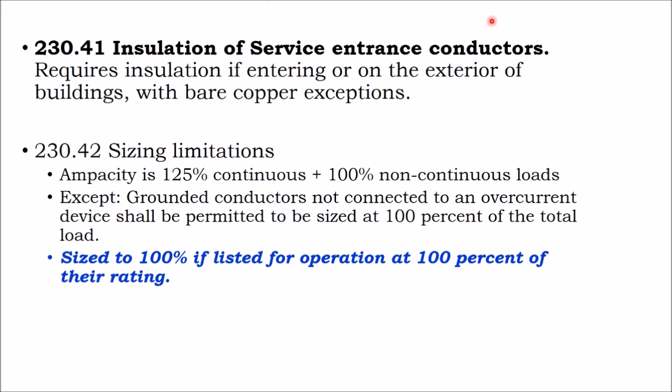Installation of service entrance conductors requires insulation if entering or on the exterior of buildings, with bare copper exceptions. So you need to insulate your wires when you're inside or on the exterior of buildings. So grounded lines don't necessarily need to be insulated, but your live power lines do need to be. And they're generally sized for 125% of continuous ampacity and 100% of non-continuous load. So, all this is not anything that we didn't see in previous sections.